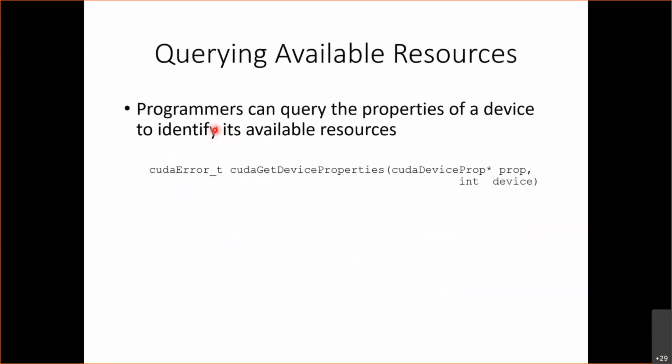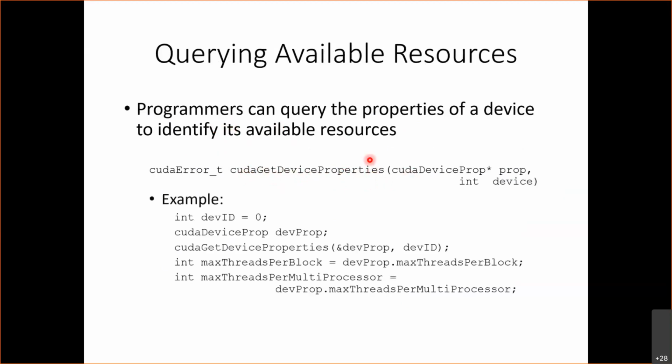CUDA actually gives you an interface for doing that. There's an API call called cudaGetDeviceProperties that allows you to query the device and figure out what the different properties of the device are, like how many threads per SM it supports, how many blocks per SM it supports, and what the maximum number of threads per block is.